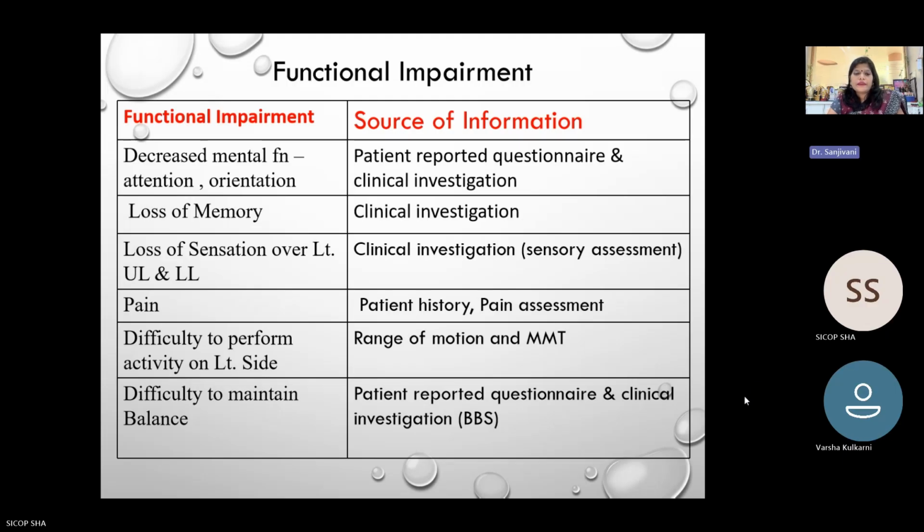So, functional impairment. In this functional impairment: decreased mental function and orientation, then loss of memory, then loss of sensation in the left upper and lower limb. And all these are the source of information; some are investigations, some are our assessment. So this is also an important source of information. Then difficulty performing activity on the left side. Then difficulty maintaining balance. These are the main problems, because if the patient has weakness, there will definitely be a problem in balance. So these are the functional impairments and the sources of information. Okay. Next.